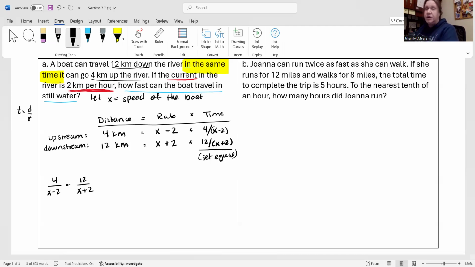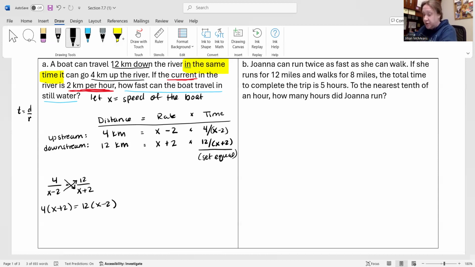This is a proportion. You have to remember from the previous worksheet, a proportion is a situation where you have exactly 2 expressions equal to each other. If you have exactly 2 expressions equal to each other, you can cross multiply and solve. So we would get 4 times x plus 2 equals 12 times x minus 2, and then we just have a simple linear equation to solve.